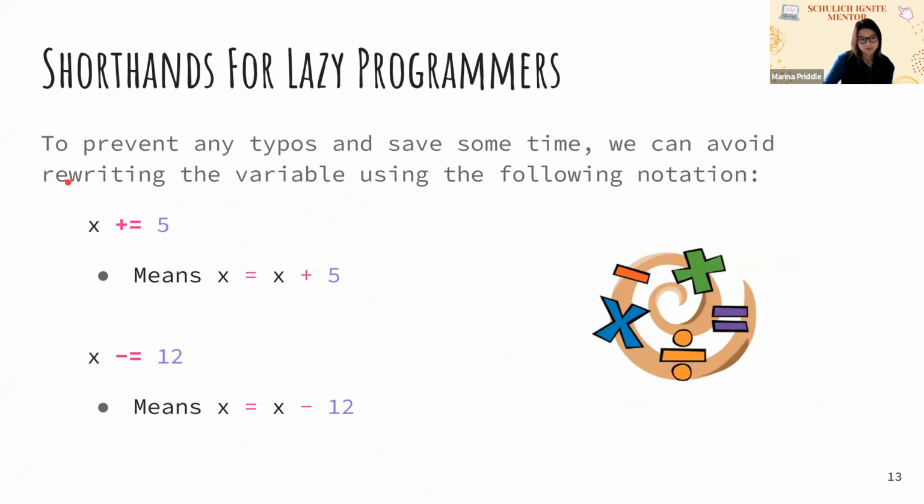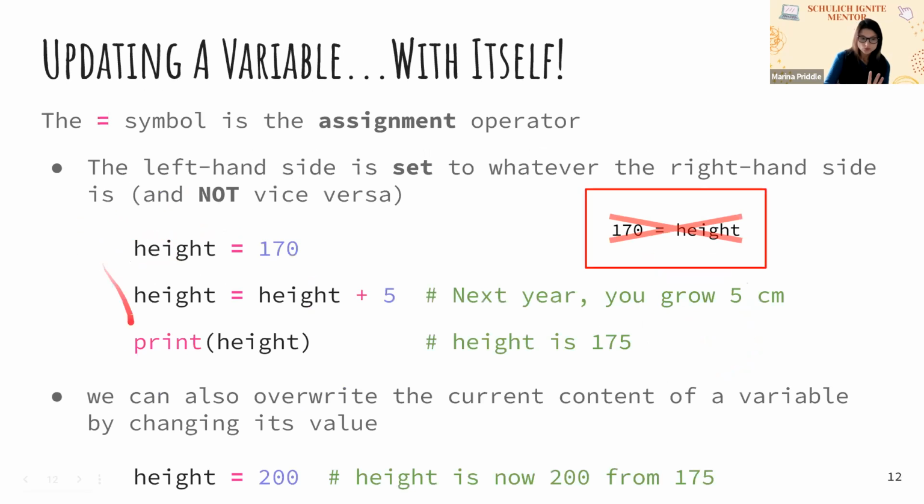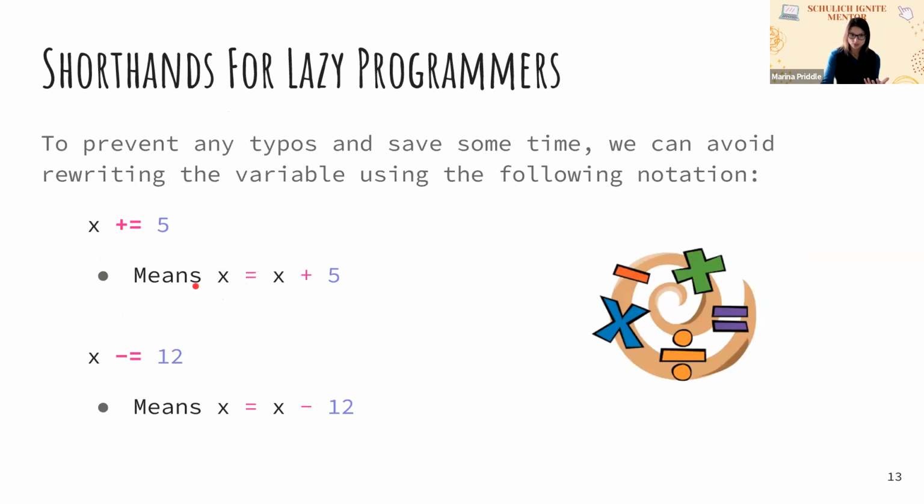Now, shorthands for lazy programmers. So for those who might consider themselves lazy, here's the good news. To prevent any typos and save some time, you can avoid rewriting the variable and use the following notation. This is a little bit more advanced way of declaring your variable, and some of you may not be comfortable with this just yet. This way is kind of like hard coding. You code every single line, and the benefit of that is that it's easy to follow. So for those of you who've never had any experience with programming, this might be a pretty good way to start. And then once you become comfortable with it, you can get into this one. But for those who are comfortable with the previous slide, this will be good news for you. So again, this is more advanced.